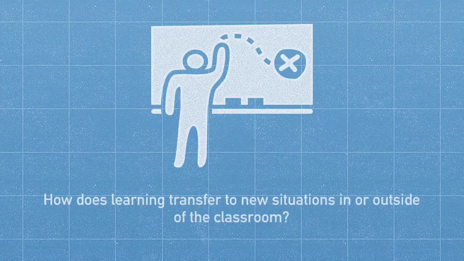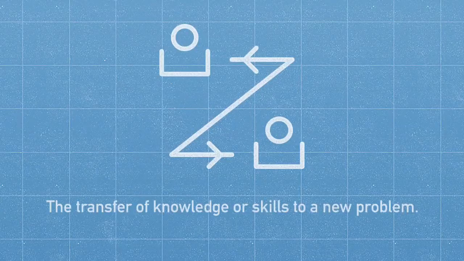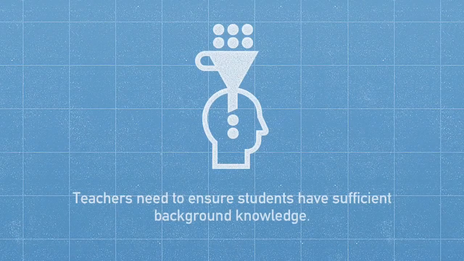The fourth question in the Science of Learning is, how does learning transfer to new situations in or outside of the classroom? The transfer of knowledge or skills to a novel problem requires both knowledge of the problem's context and a deep understanding of the problem's underlying structure. Teachers can ensure that students have sufficient background knowledge to appreciate the context of a problem.